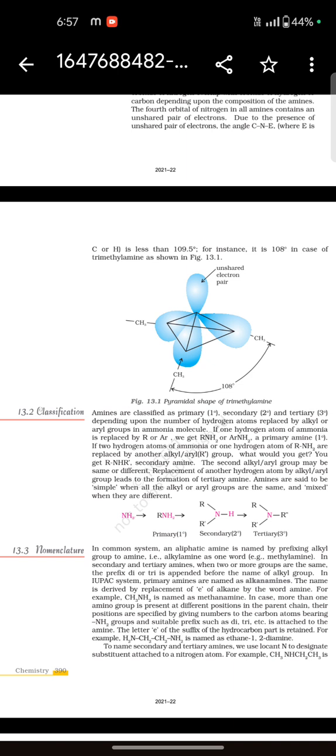In the IUPAC system, primary amines are named as alkanamines. The name is derived by replacement of the e of alkane by the word amine. For example, CH3NH2 is named as methanamine.